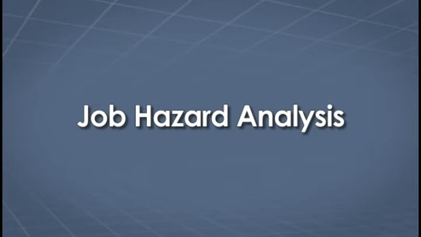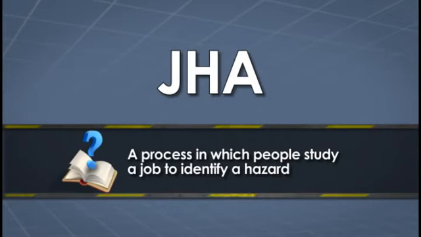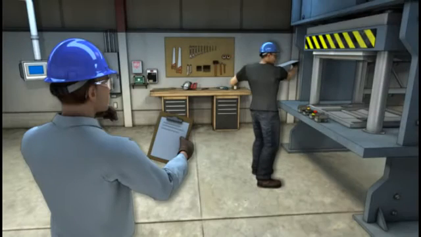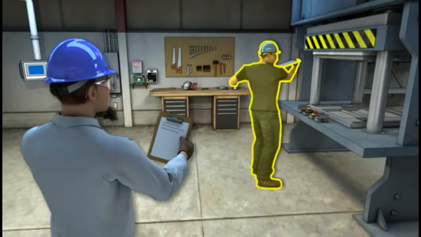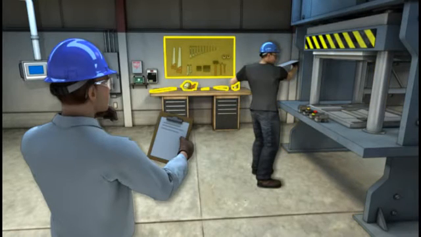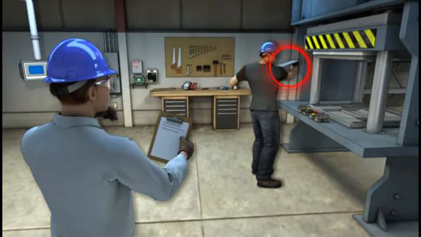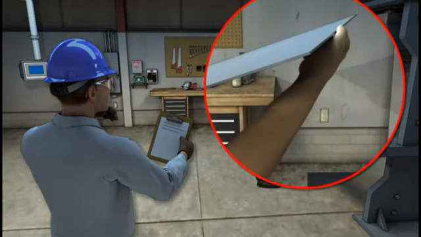A job hazard analysis, also known as a JHA, is a process during which people study a job in an attempt to identify hazards before they cause harm. Completing a JHA involves examining the relationship between the worker, the job the worker performs, the tools used to perform the job, and the work environment. If hazards are identified during the JHA, the next step is to try to find a way to remove or reduce the hazard.